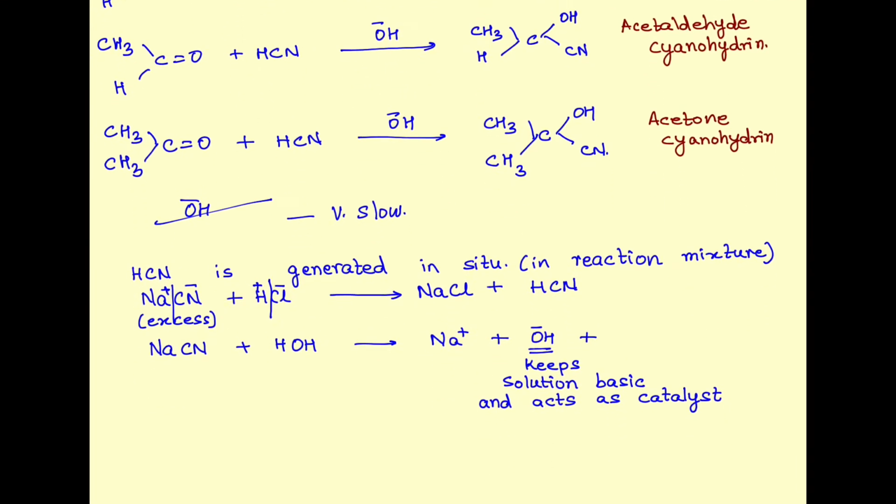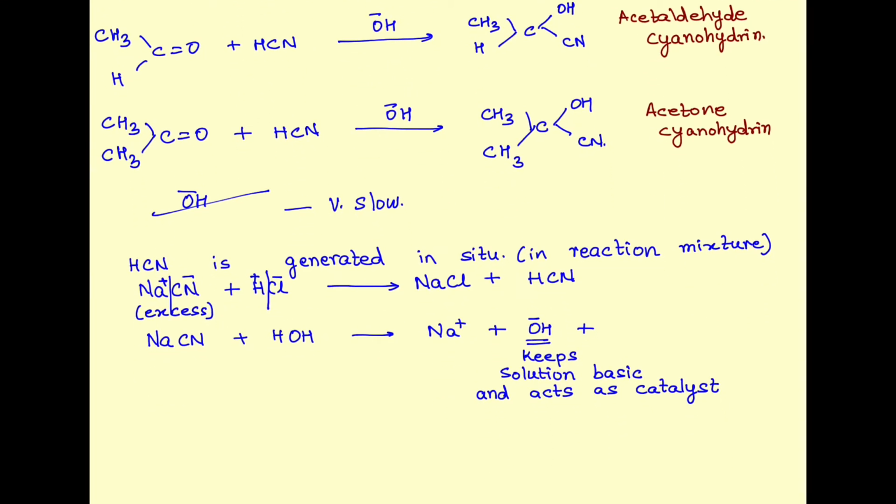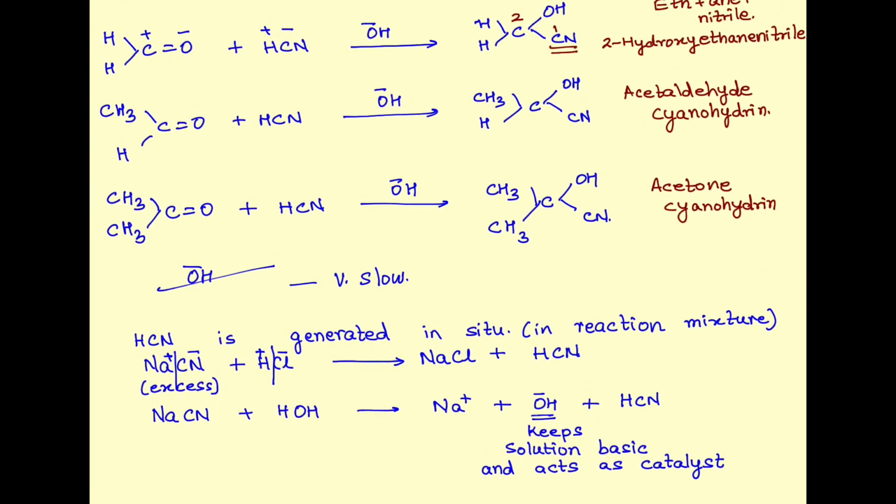Now here, as I said, the OH negative is required. Where does the OH come from? NaCN plus HOH. The sodium cyanide gets hydrolyzed to release Na positive, OH negative, and we will have HCN here, right? The OH negative over here keeps the solution basic and acts as a catalyst. Done. Have you written these reactions?